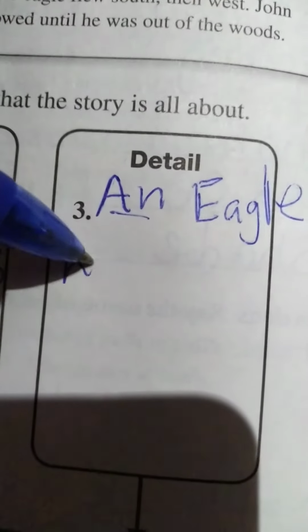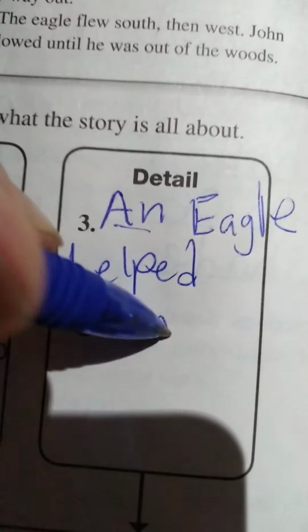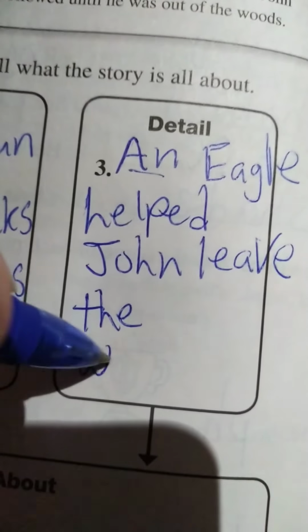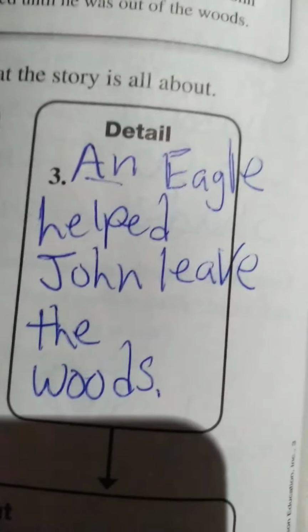Detail 3. An eagle, not a eagle, an eagle. Because I have to use an when the next word begins with a vowel. So A, E, I, O, U words get the an treatment. An eagle helped John leave the woods. An eagle helped John leave the woods.